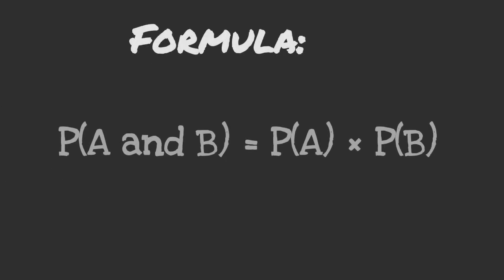The formula for joint probability is giving us the probability of A and B equal to the probability of A multiplied by the probability of B.